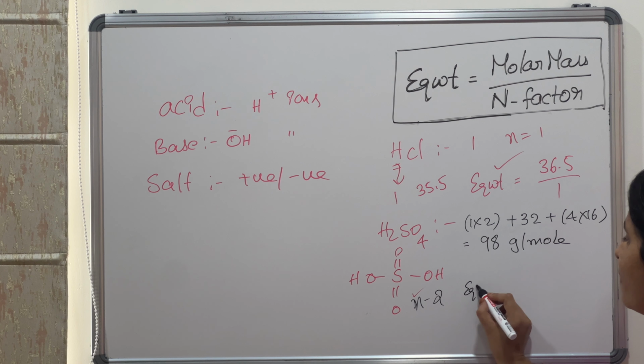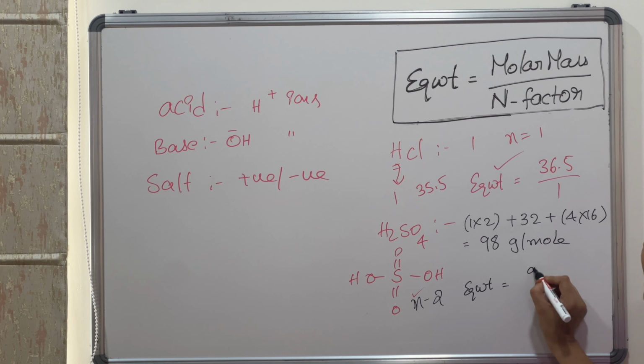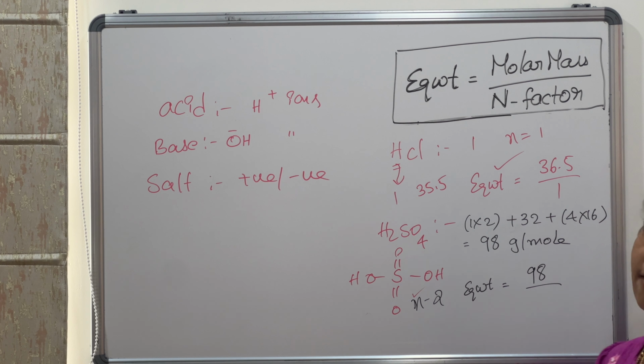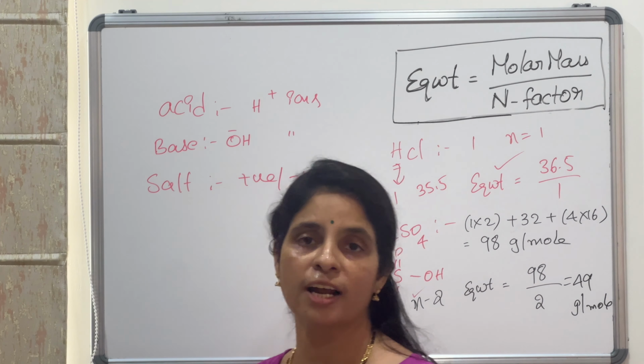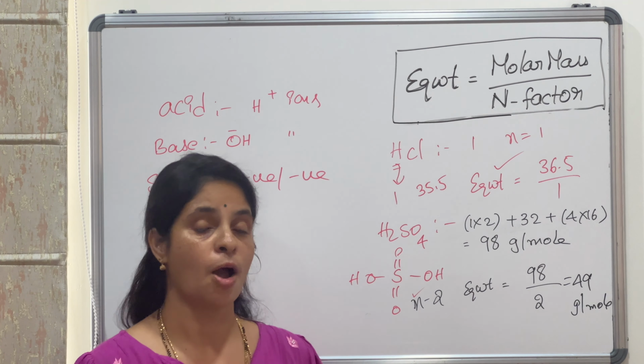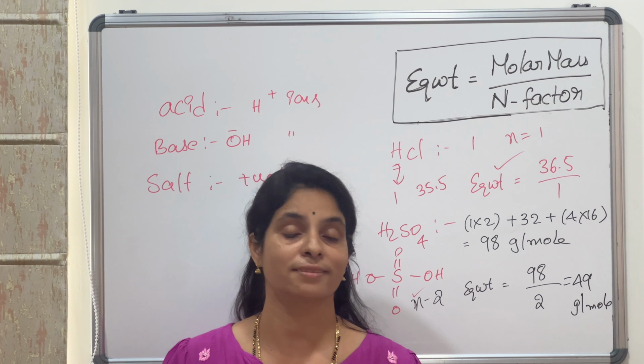So what is the equivalent weight of H2SO4? It is 98, and what is the n factor for this one? 2. So you will get 49 grams per mole. What is the equivalent weight of H2SO4? It is 49 grams per mole. But every time it is not that easy.